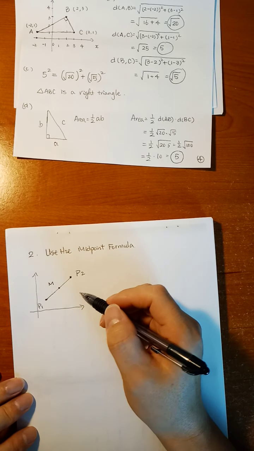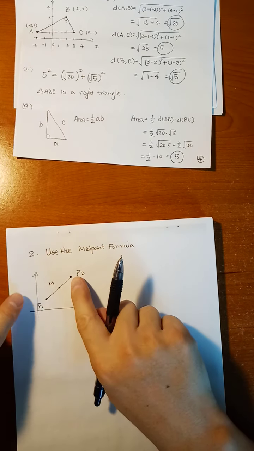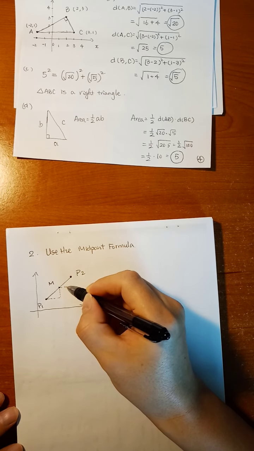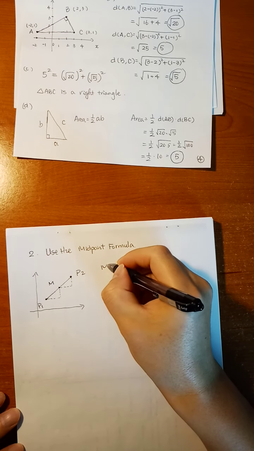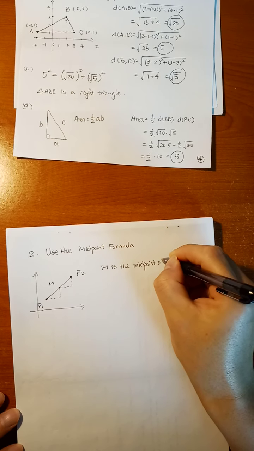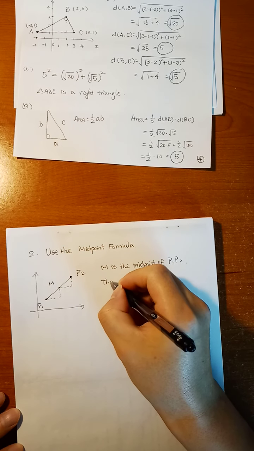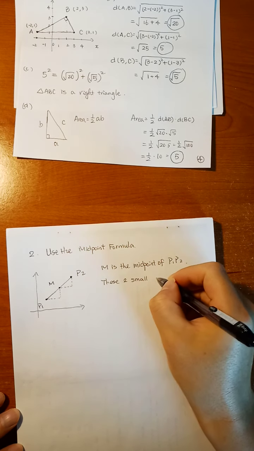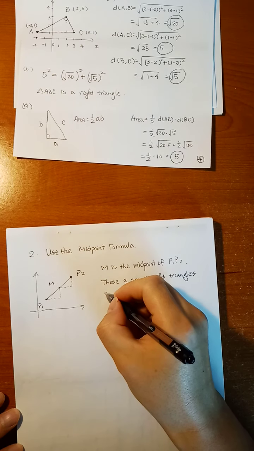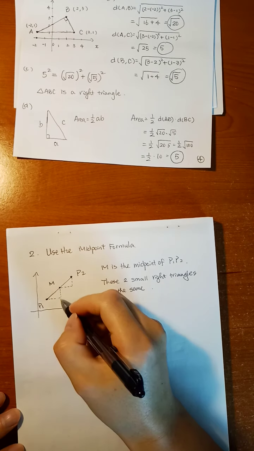And let's try to find the formula for it. In order to balance P1 and P2, M is the midpoint of P1, P2, then these two small right triangles are the same. Okay, so how do we get those small triangles?